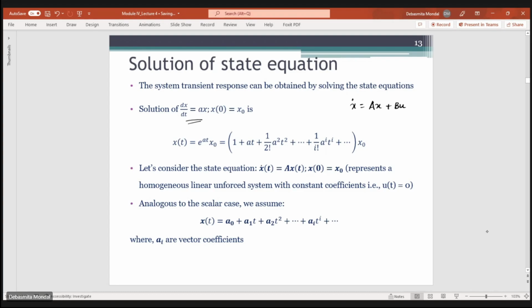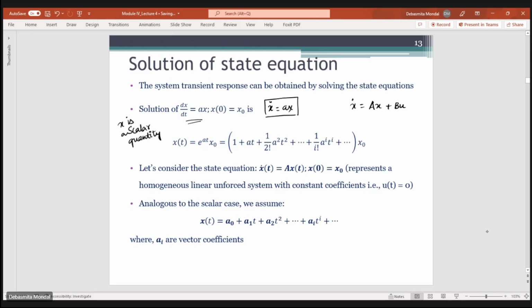You can expand e to the power at and write it in this form: 1 plus at plus 1 by 2 factorial a square t square and so on and so forth. This is for the scalar quantity, where x is a scalar quantity here. For that, the solution of dx/dt is given by this equation. This is very similar to x dot is equal to a into x, so this is similar to the state equation.